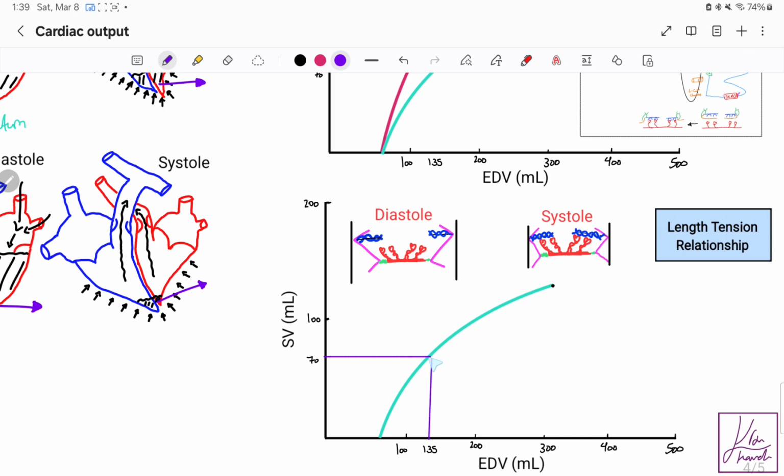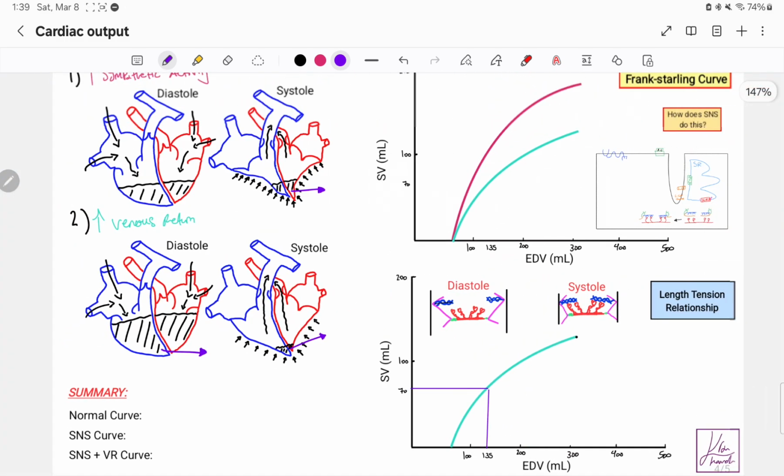So this right here is at resting scenarios, okay? 135 end diastolic volume correlates to 70 mLs. And you're probably thinking, how does this correspond to a length and tension relationship? Well, I'll get to that in a second, guys. Just give me a second.